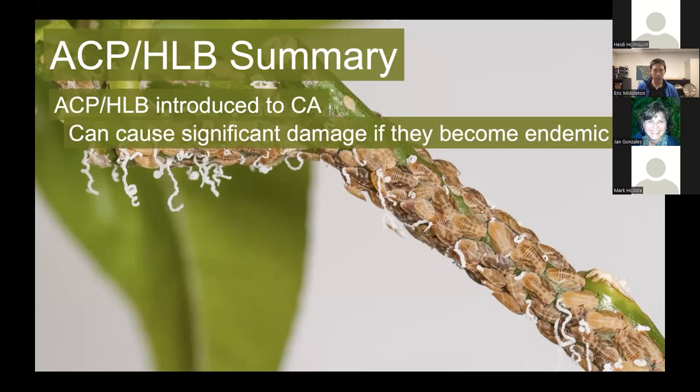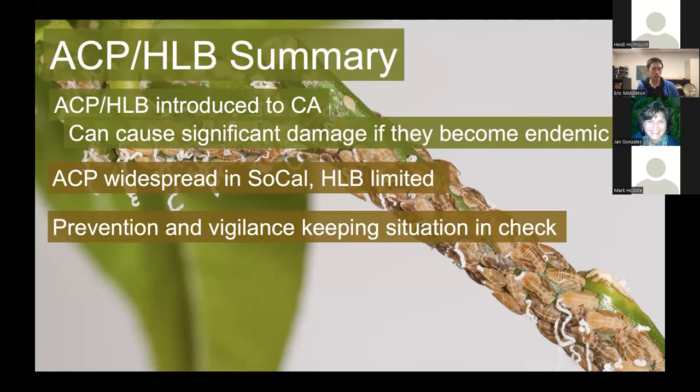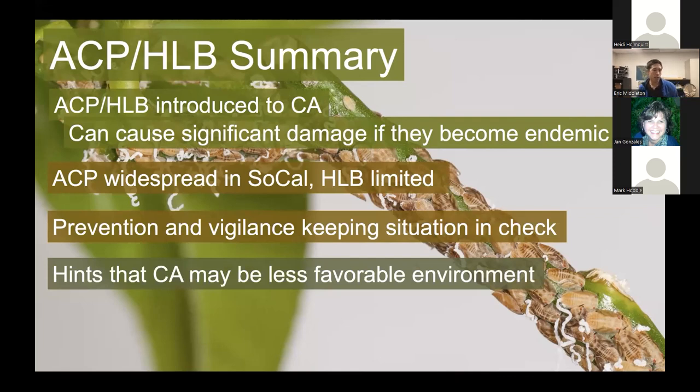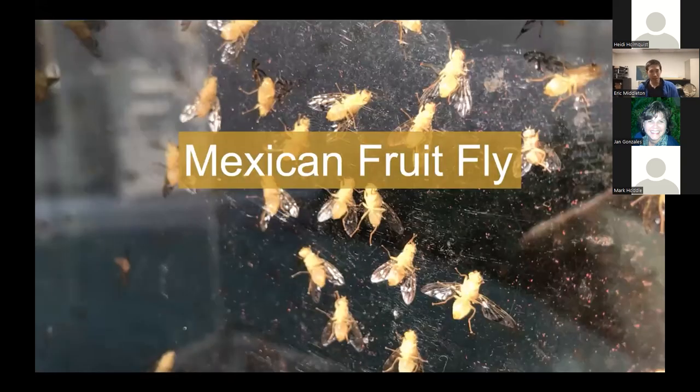ACP and HLB have been introduced to California, unfortunately, because they can cause significant damage if they become endemic, as they did in Florida. It's widespread in Southern California, but the disease itself is limited to still relatively few areas. Prevention and vigilance seem to be doing a good job in helping to keep the situation in check, doing those area-wide treatments and really trying to keep on top of quarantines and removing infected trees. And as I said at the end, there are hints that California may be a less favorable environment for both ACP and HLB. However, continued vigilance is going to be very important moving forward to make sure that this doesn't become a bigger issue.